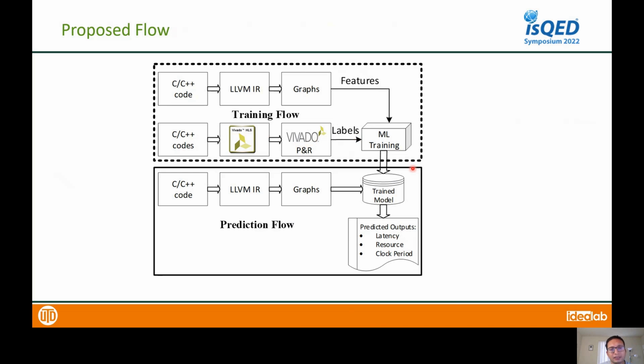Now, whenever a new design comes, we simply convert the new C++ code into LLVM IR code and the corresponding graphs to extract the features and pass them to the trained model to generate the post-route latency, resource requirement and clock period. The advantage of this work is that the process of converting a C++ code into LLVM IR code is very fast. For example, generating LLVM IR code and graphs for 100 C++ codes takes less than 10 seconds, which is less than 1 second for each design.